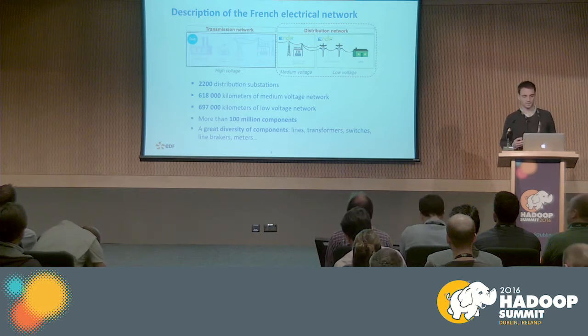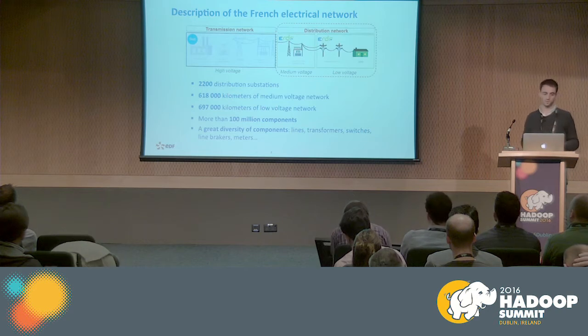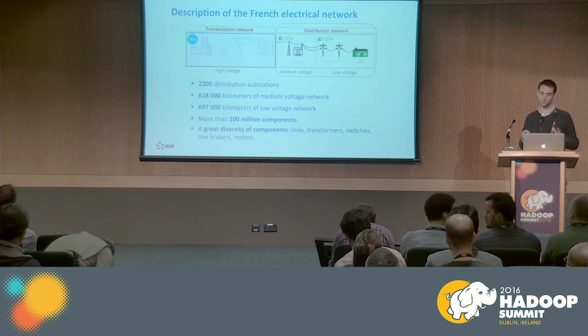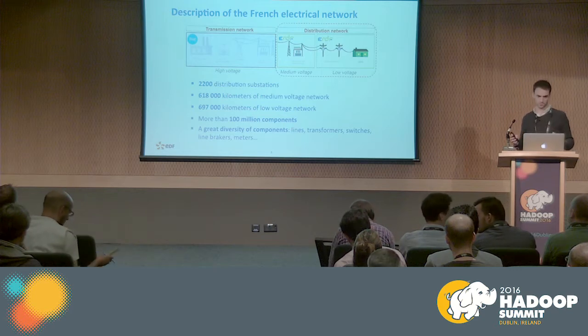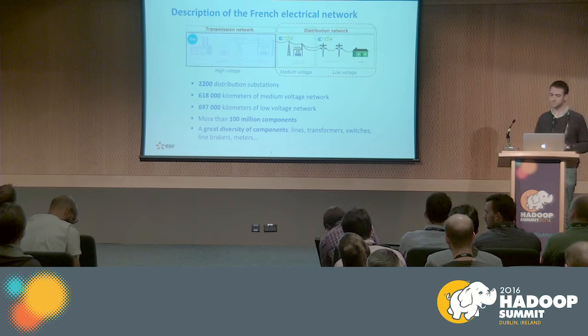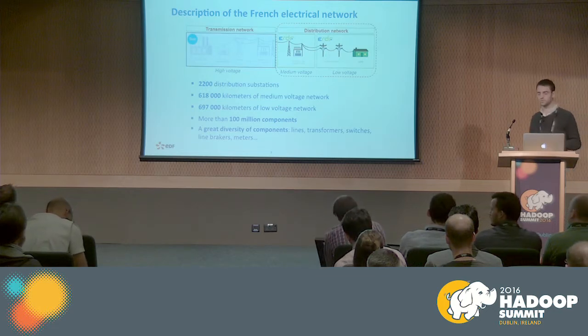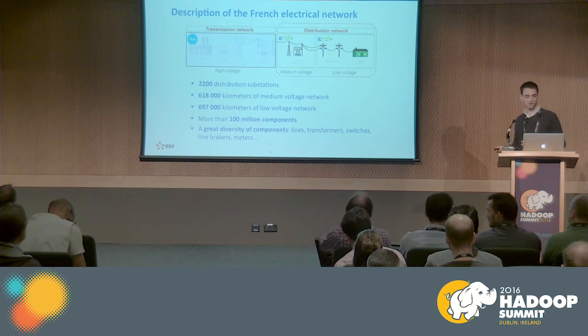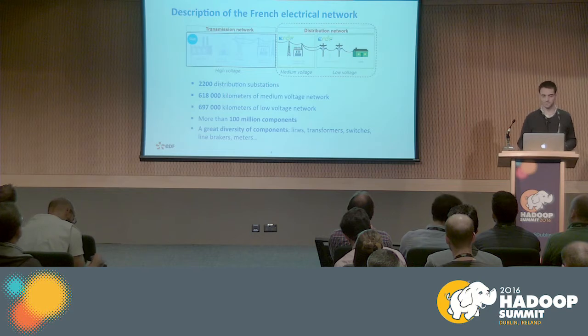Combined together, they are composed of 1.3 kilometers of electrical lines with a total of 100 million of technical equipments, and all this network is powered by 2,200 independent distribution substations. There are a lot of different technical elements forming the electrical networks. Main ones are transformers, line breakers, switches, meters, and so on.